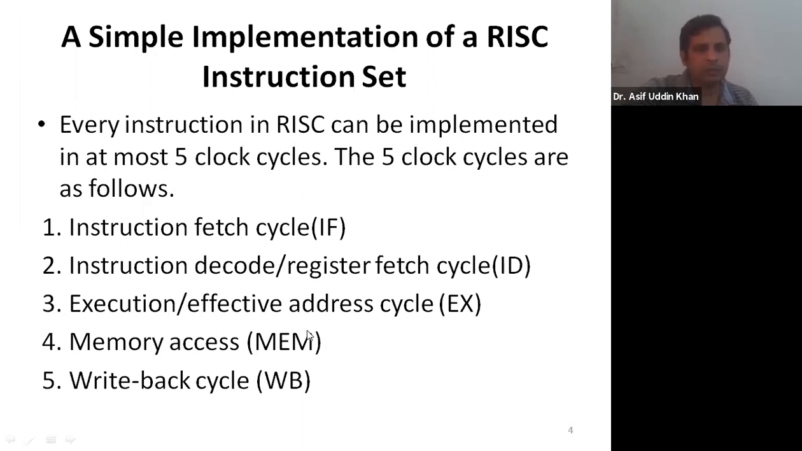Okay, so for that the processor has to find the effective address. The effective address is actually the address of the operand in the memory. So that is done here in this step. If the instruction is an arithmetic instruction, then the arithmetic operation is performed by using the ALU. And if it is a memory reference instruction, then the effective address is calculated here in this stage. In short, we call this stage the EX stage.